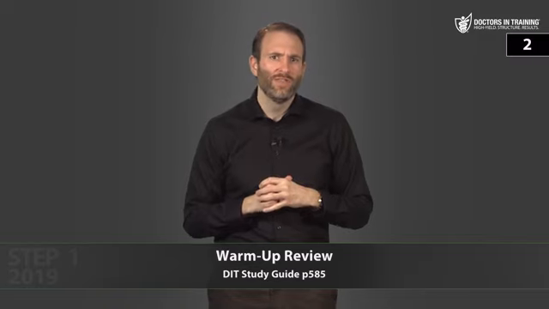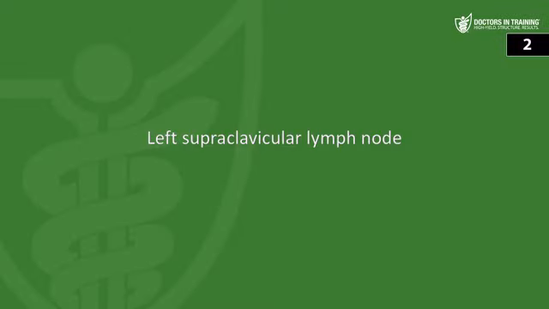Next, where is the Virchow node located? So this is a left supraclavicular lymph node. An enlargement may indicate gastric cancer metastasis.